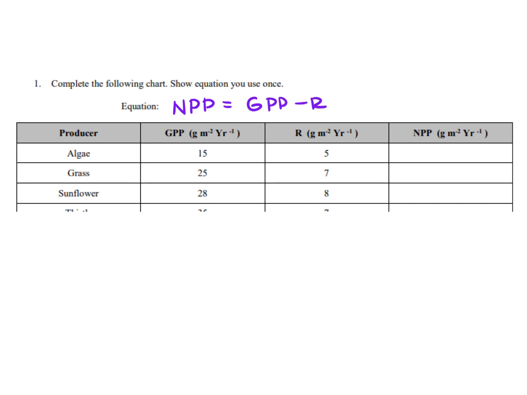And since this is filled out on the table, it's really quite simple. You're just going to take, for example, here 15 minus 5, and you're going to get 10. And then you're going to do 25 minus 7 to give you 18. 28 minus 8 is 20, and then you're going to do that all the way down the chart.